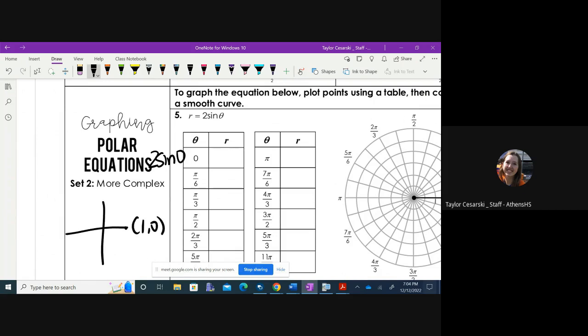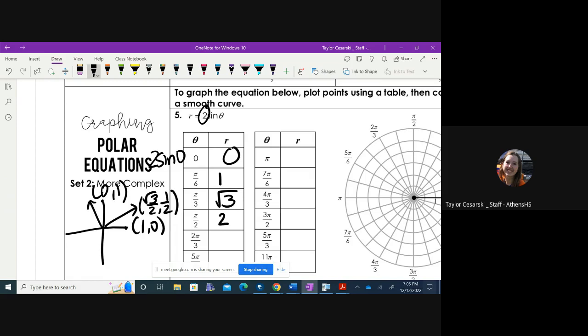Sine of 0 is 0. 0 times 2 is 0. Sine of pi over 6 is 1/2, times 2 is 1. Okay, again, this is just using your unit circle. All right, sine of pi over 3 is square root of 3 over 2, times 2 is square root of 3. All right, sine of pi over 2 is 1, multiplied by 2 because I have 2 sine of theta, gives me 2.